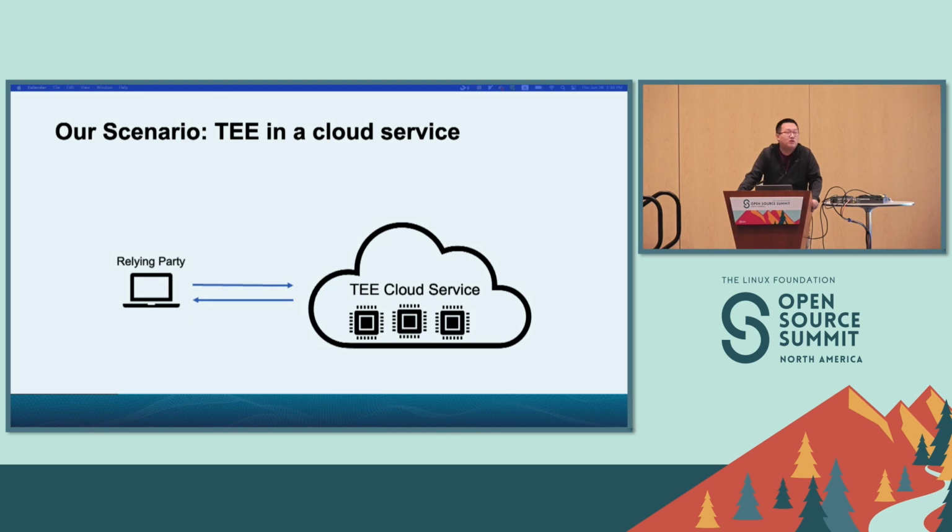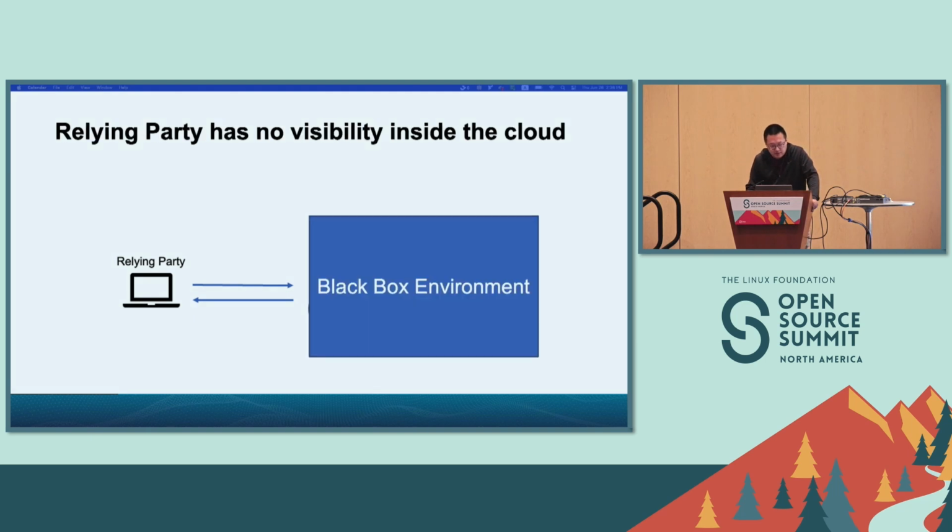The scenario we want to focus on today is basically a cloud service providing a confidential computing service. In this scenario, we have these cloud service providers. They may have some TE chips, and they want to provide confidential computing. And our client, in this talk, we will call them the relying party, has private data, and they want to use CSPs to do confidential computing. So this is our scenario.